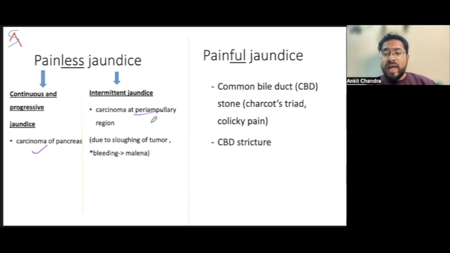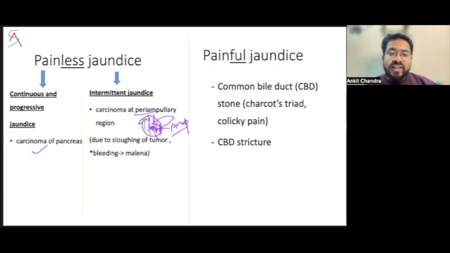So what is periampullary carcinoma? Here, for example, this is your pancreas. It's a 2 centimeter area around the ampulla. You have this 2 centimeter area around the ampulla. That is what you will call periampullary carcinoma.